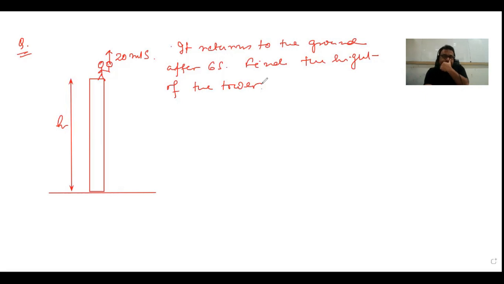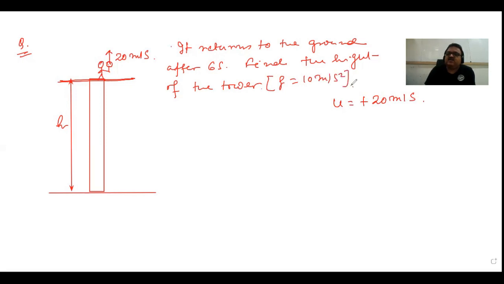So look, what to do? As I told you earlier also, this is the level of throw. Anything above this is considered to be positive. Anything below this is considered to be negative. Correct? Now, in this case, we need to find out the value of h. Look, u is given. u is plus 20 meter per second because it is going up. In this case, g is equal to 10 meter per second square. What is a? We know it is always minus g.